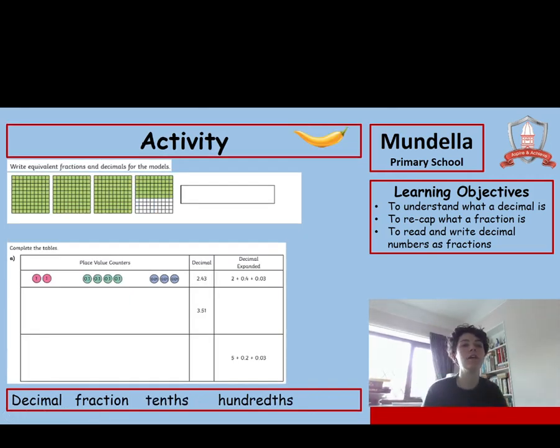Yellow chili peppers, write the equivalent fractions and decimal for the model. So here, think about how many whole ones you might have. How are you going to represent it if it's more than 1? And then you've got to complete the table for the place value counters, writing down what the decimal is and the decimal expanded.